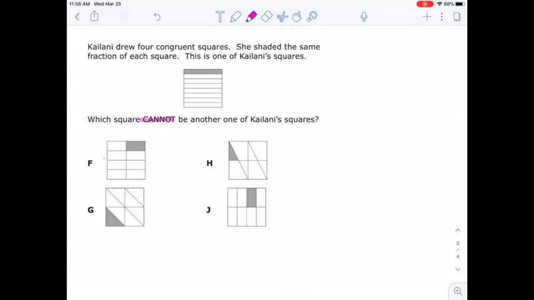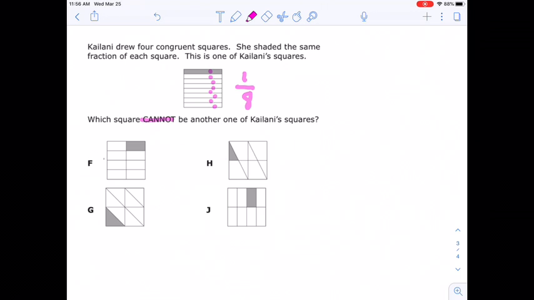So let's look at this first one that they're giving us before we worry about our answer choices. What part of Kailani's square did she shade in this rectangle at the top? Well, we know one part of it is shaded out of how many total equal parts? 1, 2, 3, 4, 5, 6, 7, 8 parts. So Kailani has 1/8 of her rectangle shaded. So now let's look at each one of our choices below.